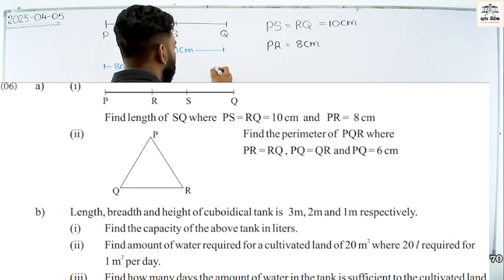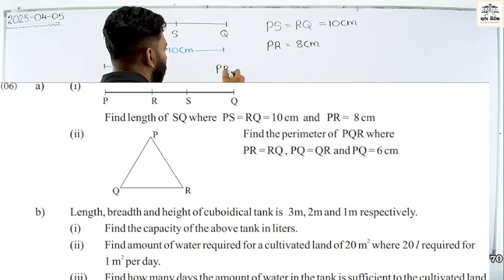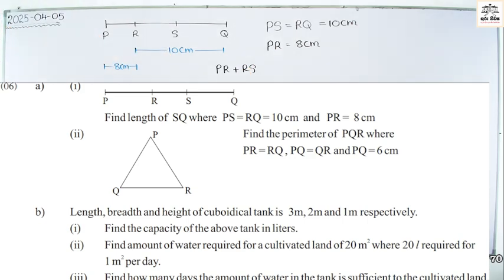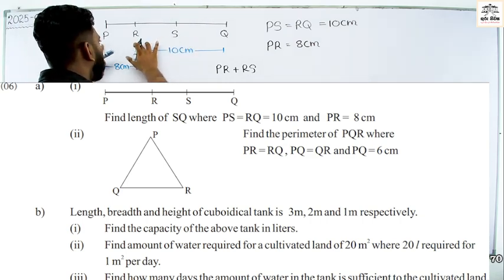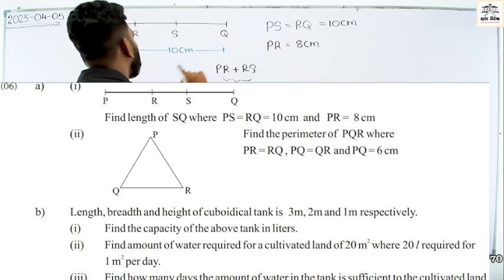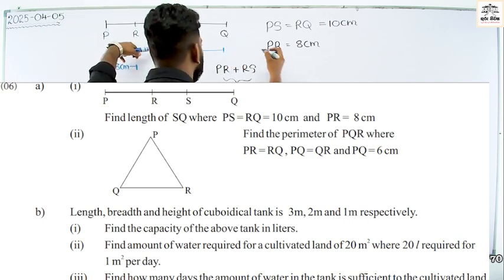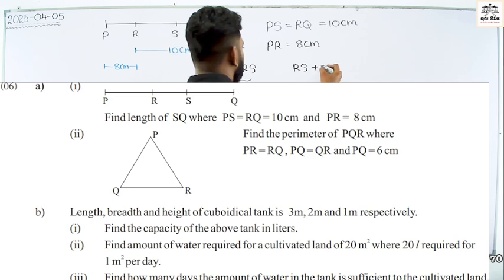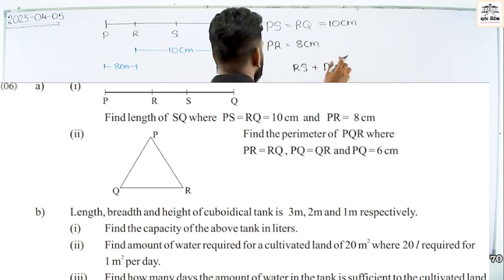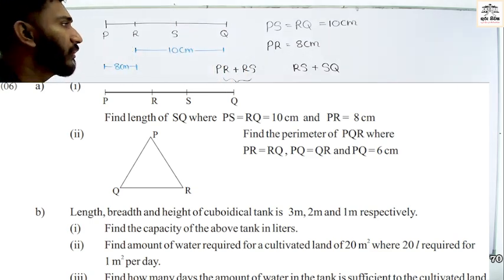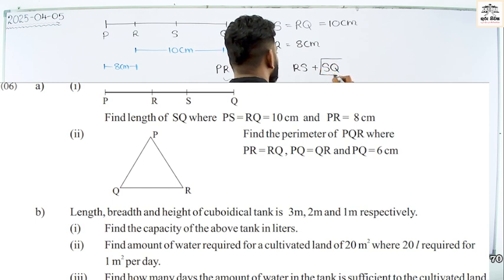Look at this. PR plus RS, and this is PS. PS means PR plus RS. Right? And this one should be PS. Now you can write RQ. Look at the RQ. RQ means RS plus SQ. SQ. Find the length of the SQ. SQ is what we want to find, right? And this one is denoted as RQ.